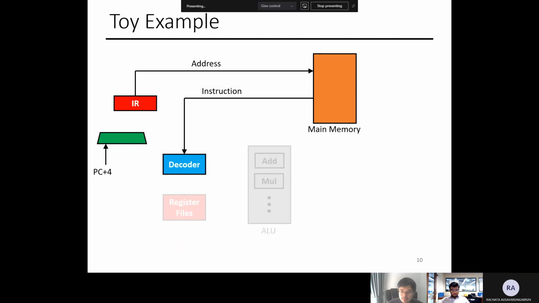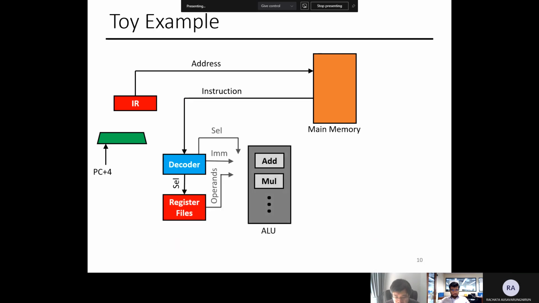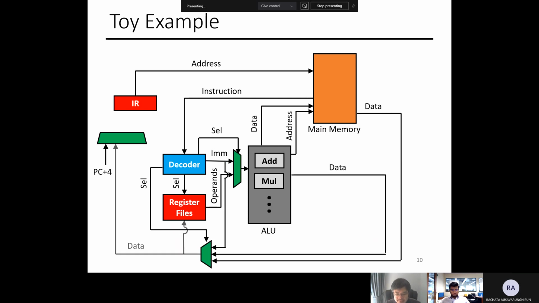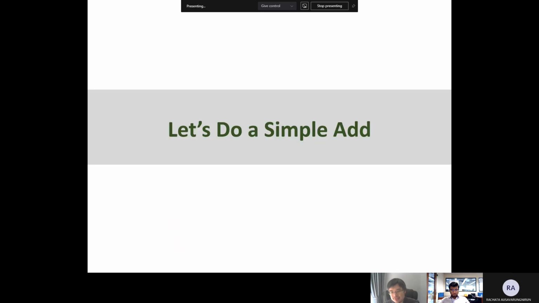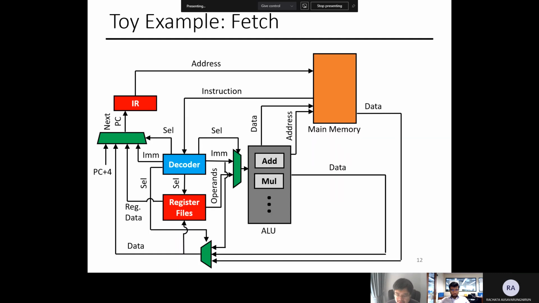And when we have this toy example with the PC and the decoder, when you do the decode, things get enabled and disabled accordingly. And we kind of wrap it up with a single add, a simple add command. So going back to our example, let's say I have add R0, R1, and R2. What I want to do here is add R0 and R1 together and write the result into R2. So this is what we want to do.